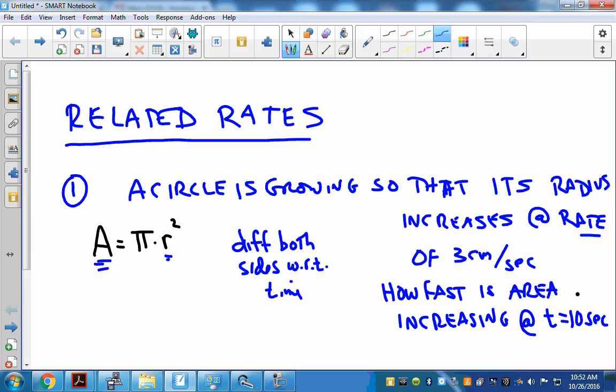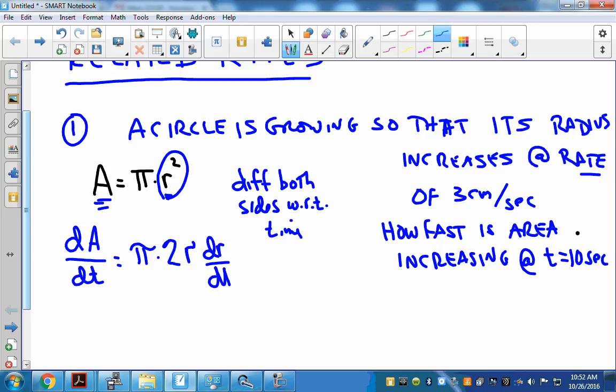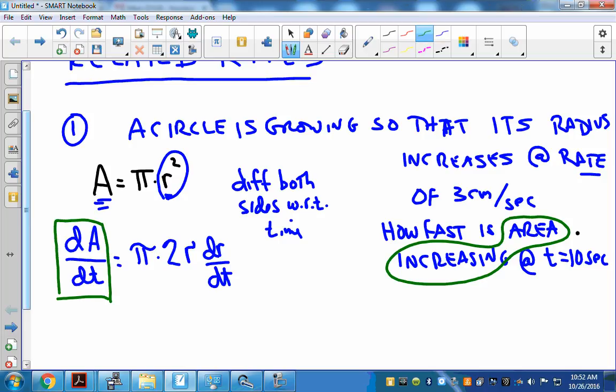So here's the calculus. The derivative of area with respect to time we call dA dt. Pi is a constant, so that just comes straight down. The derivative of r squared is 2r to the first, but now we have to take the derivative of r with respect to time. Okay, the task was how fast is the area increasing? This is a rate of change of area, so this is what we're looking for. We must be given enough information to just plug in the numbers.